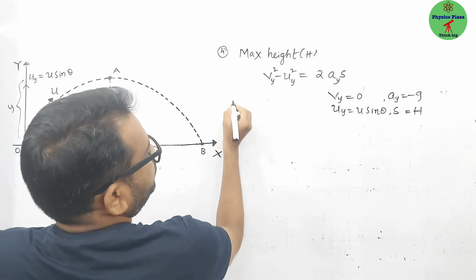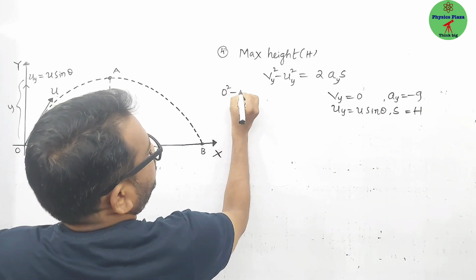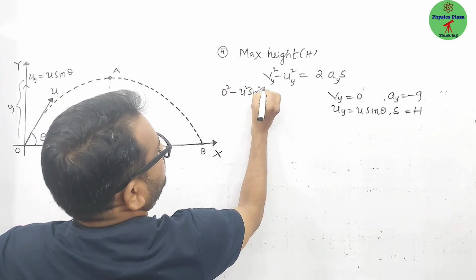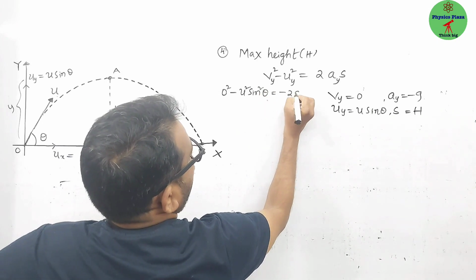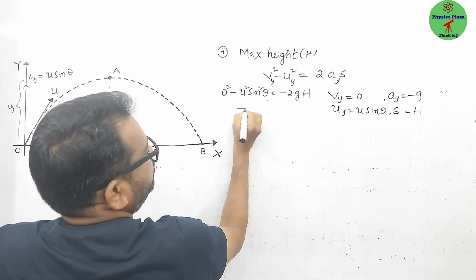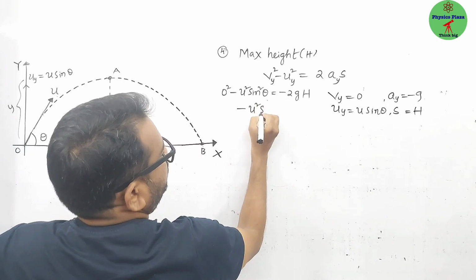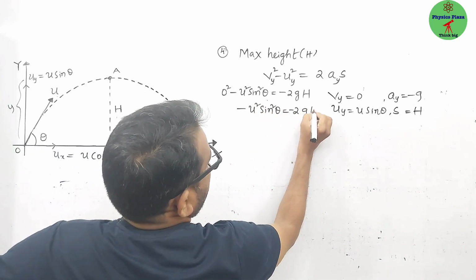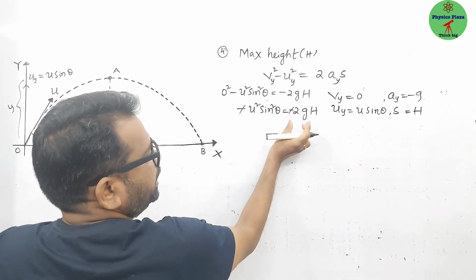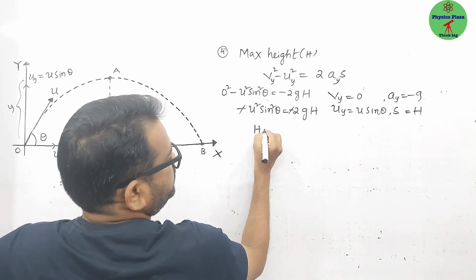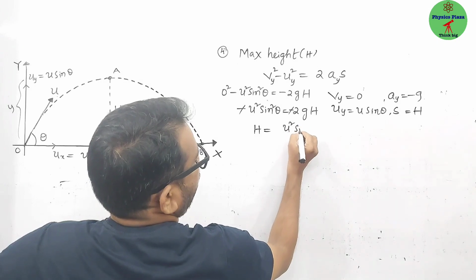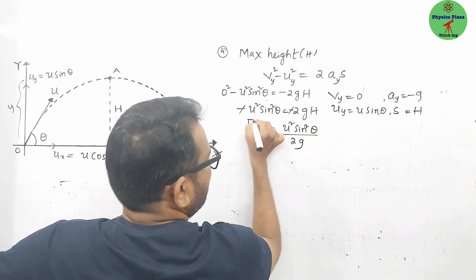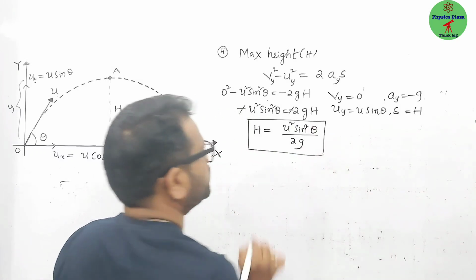Now substituting, 0 square minus (u sine theta) whole square, that is u square sine square theta, is equal to minus 2gh. So minus u square sine square theta is equal to minus 2gh. Minus cancels, take 2g to this side. So h is equal to u square sine square theta by 2g. This is the maximum height reached by the projectile.